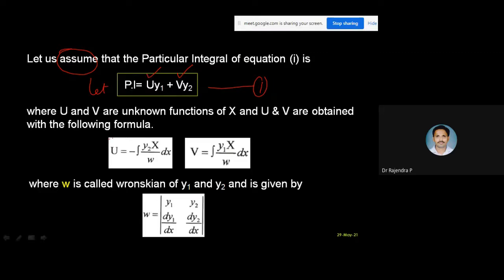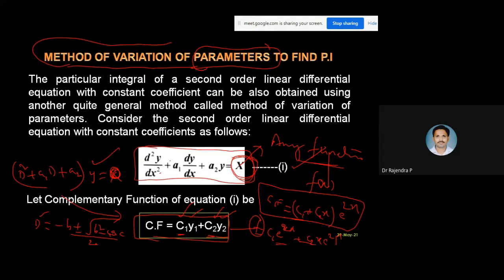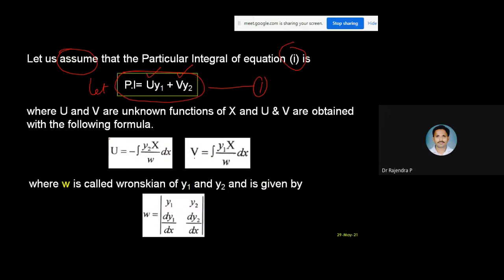Okay, u is equal to minus integral of y2 capital X by W dx. What I'm telling you is, if this is a solution for your differential equation 1, I need to substitute here, right, in this equation. While solving that, I'm able to get the u and v values. Those derivations we are not considering. We are considering them directly as a formula.